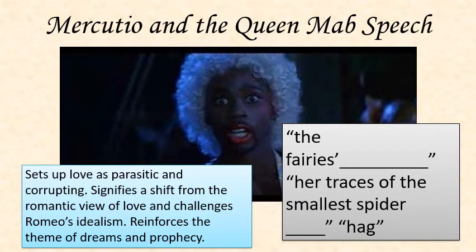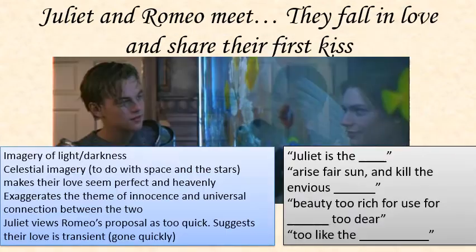So it's fairies' midwife, the smallest spider web, and hag. The spider webs and the hag make love seem kind of sinister, evil. It's kind of gothic imagery used to describe love, and it challenges Romeo's views on love, sets up love as something dangerous.